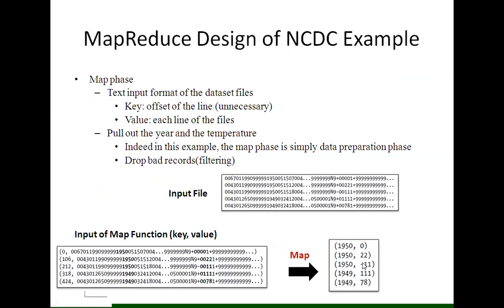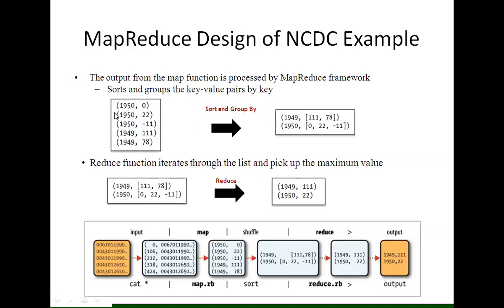Okay, and then the sort and shuffle phase will be applied. In that, we'll make them into groups. For example, you can imagine this process will be done by the combiner function. What the combiner does is simply group together, based on the key, all the values associated with it.